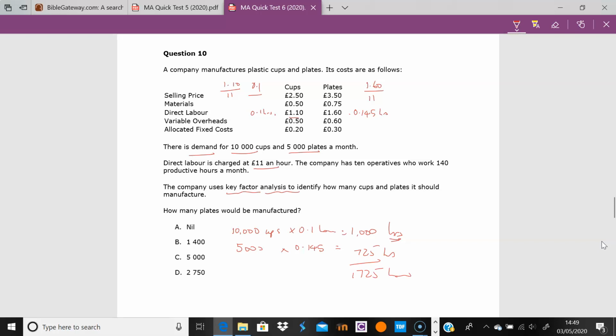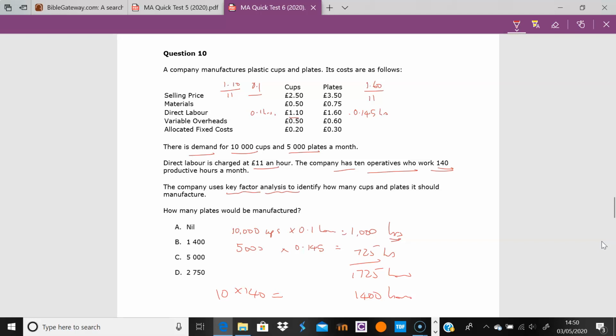But the question is, how much time do I actually have? It says the company has 10 operatives. So I have 10 people who work 140 productive hours a month. So I only have available 1,400 hours. So the question is, how best can I make use of this time? The argument is, make the one that gives you the highest contribution per scarce resource. So who gives us the highest contribution every hour we spend on it? That's the question here.